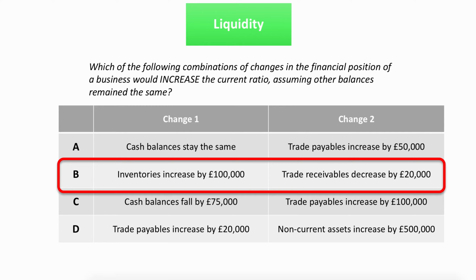Answer B. Inventories increasing by 100,000, trade receivables decreasing by 20,000, which must mean that current assets have increased by 80,000. So the top part of the ratio will be higher. Current liabilities, we assume, remain the same. Therefore, that would increase the current ratio.